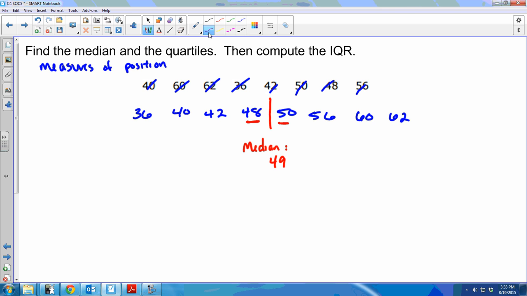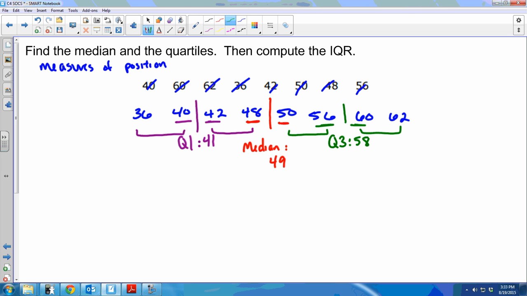Looking at this first half of the data, to find the first quartile, you find the middle of the first half. Well, there's 2 numbers in the middle. So the first quartile is 41, right? So now 25% of the data is here, and then 25% of the data is here. The third quartile is the top part of the data. Third quartile is going to be 58. Another 25% and 25%, right? We're splitting it into fourths.